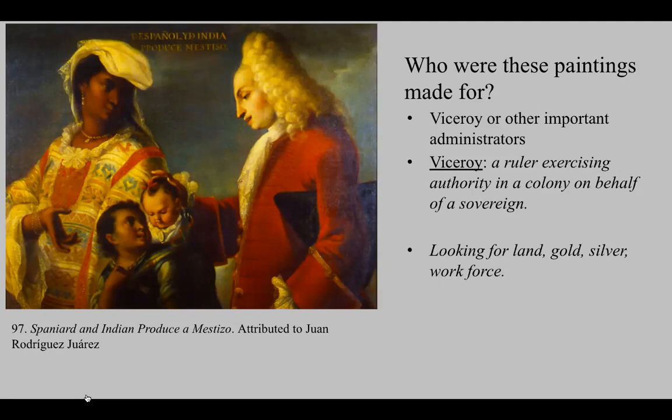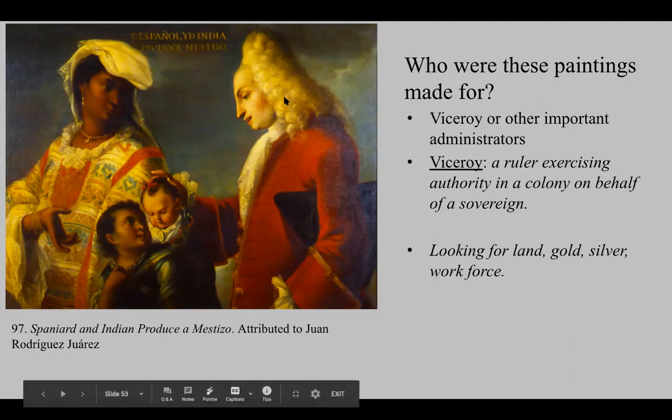The viceroy. And so viceroys basically were Spanish who went to the New World, who ruled in place of the king, right? So everything that they did in the New World, they were basically seen as the king. So the king's decisions were brought to the New World, and the viceroys are the ones who implemented, right? They're bureaucrats. And of course, they came to the New World looking for land and gold and silver and a workforce. So the viceroy is probably the guy on the right.